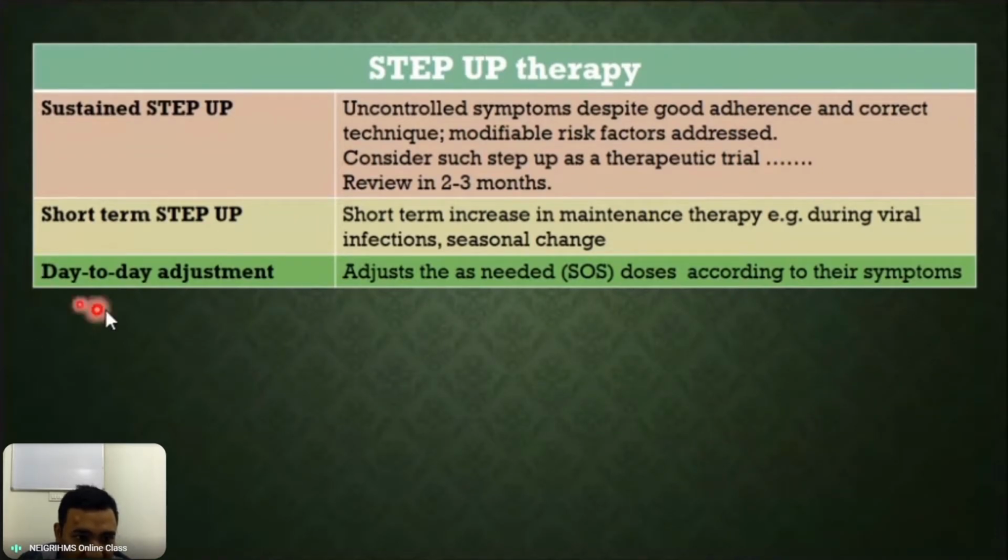And day-to-day adjustment is basically adjusting your SOS according to the symptoms. Say supposing a person has to go from Shillong, he's fine, he goes down to Guwahati where it's more dusty and all, he gets symptoms. So there he can use his SOS, and once he comes back, he'll be fine. So these are your 3 types of step up that you can do.